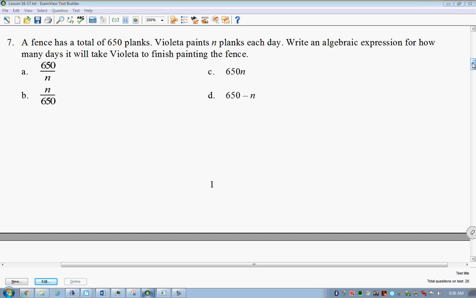Okay, is there any way we can test that? The total is 650. If we're doing n planks a day, right? We shouldn't be multiplying. We shouldn't end up with more planks, right? Okay, we should be getting fewer planks. What we're finding out is a rate, okay? How many days it's going to take. So you guys did well there. Okay?